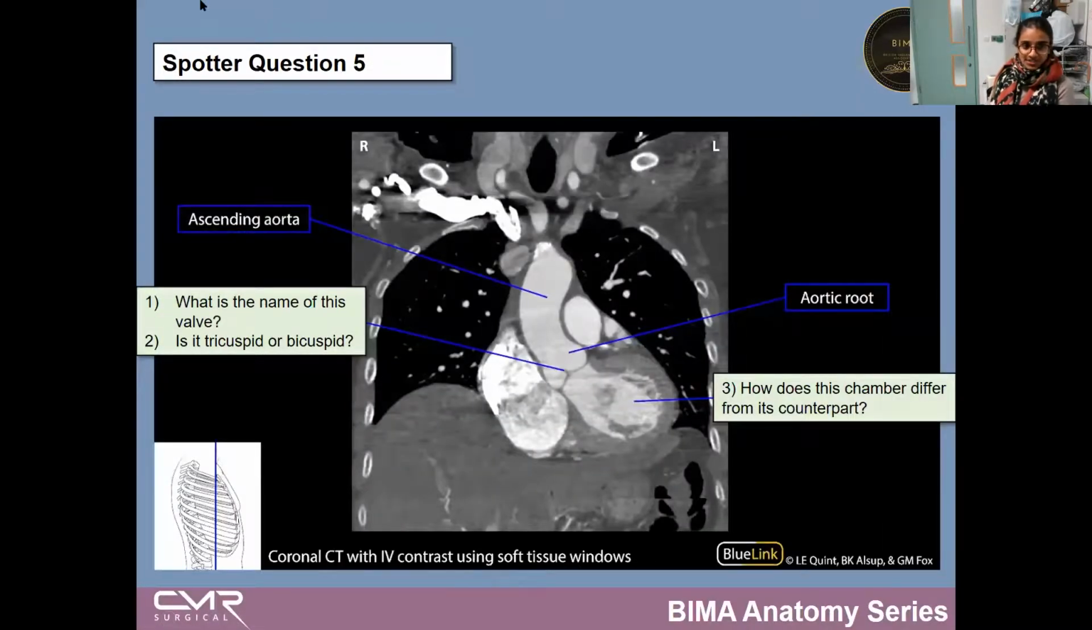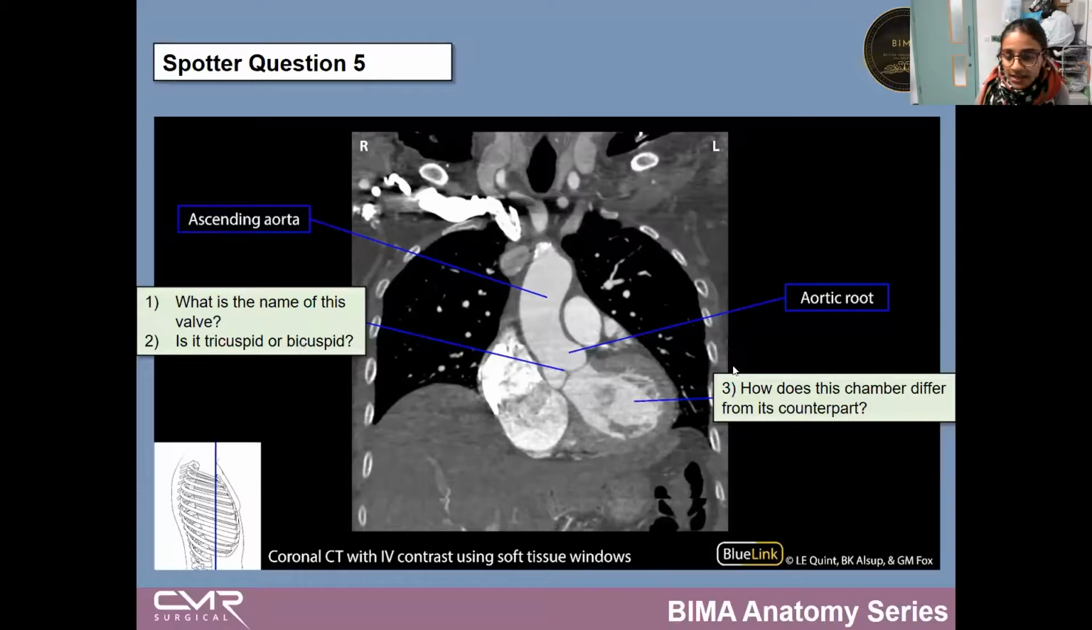Okay, now a radiology question. We're almost done, guys. Well done for getting this far. Question 1, what is the name of this valve that it's pointing to, coming off into that big chunky aorta? And is it tricuspid or is it bicuspid? So the image actually kind of shows you quite well whether it's tricuspid or bicuspid. Aortic valve, and it's tricuspid, exactly.